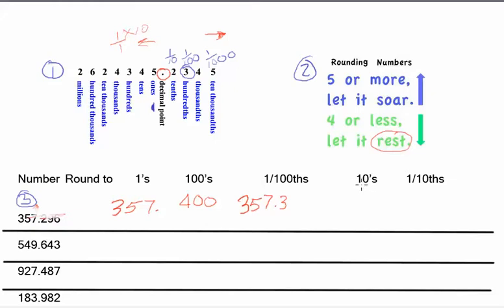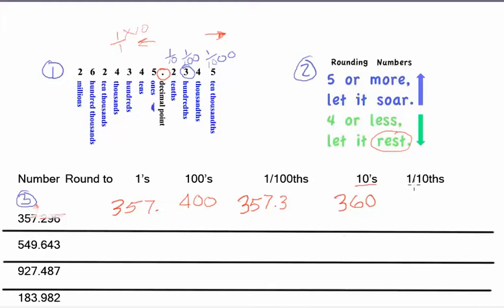So let's look at the tens. Tens are a whole number. So our ones are here. We're going to start at the decimal point. This is the ones. This is the tens. So we're going to round this to the tens. So we have to look at the number to the right. In this case, the number is a 7. So if the number is a 7, if we look up here, we say if it's 5 or more, we're going to let it soar. So we're going to round that one up and kill the numbers to the right of it. So for the tens, we're going to say it's 360, because 357 is closer to 360 than it is to 350, and we're rounding to the tens place.